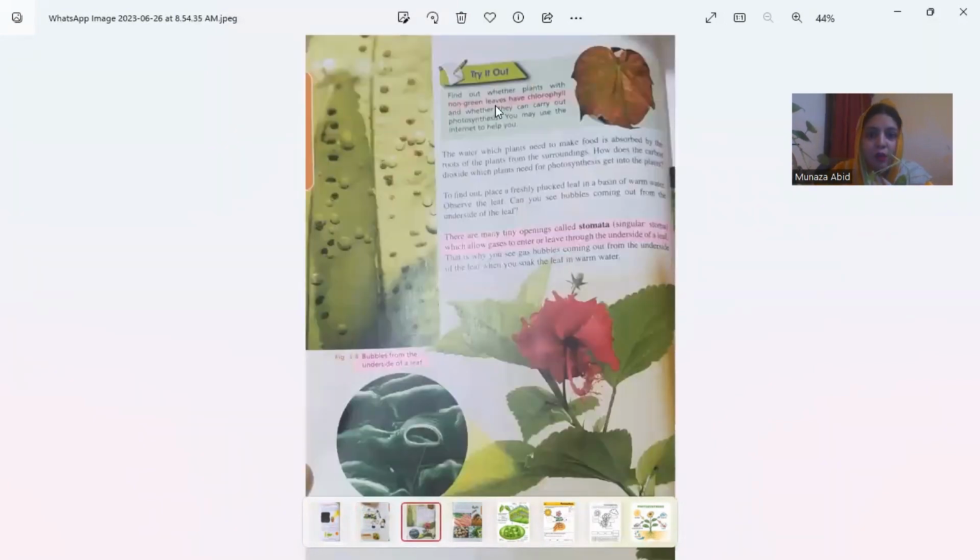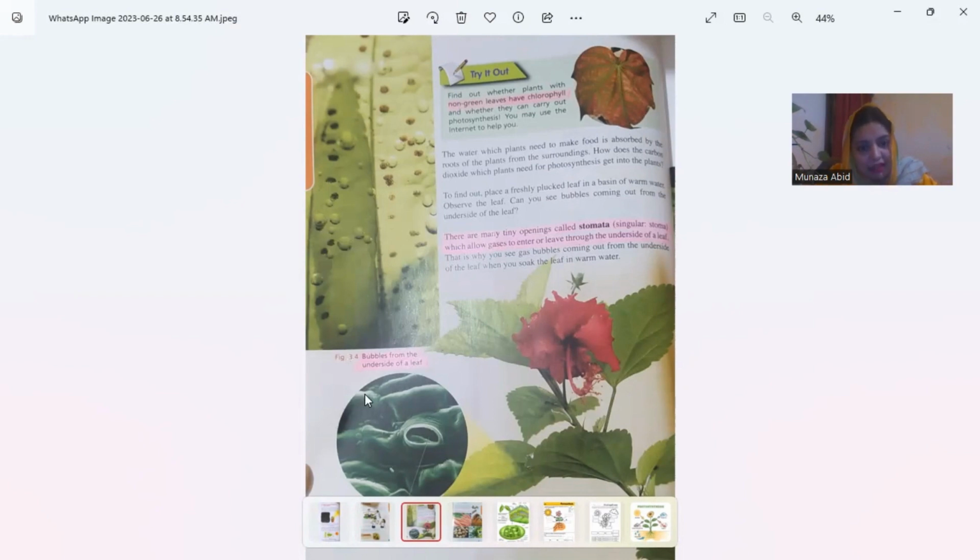Okay, now what happens here? This is the underside of a leaf. Can you see the bubbles? These are the bubbles that are made due to oxygen. From where is the oxygen made? These plants are making oxygen for us. See, again, I'm repeating the same process.